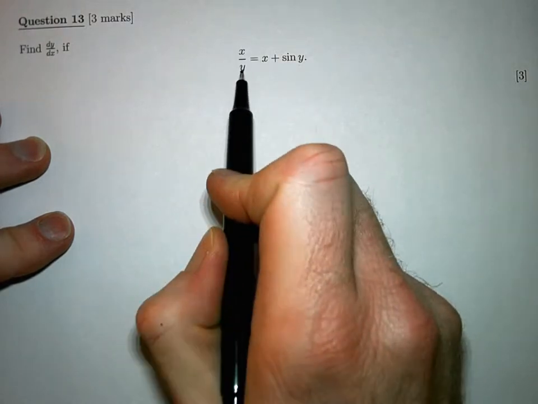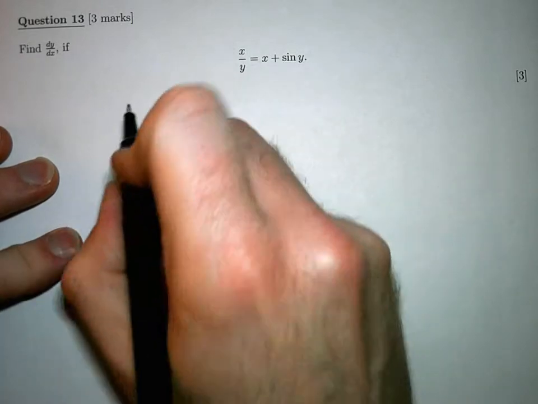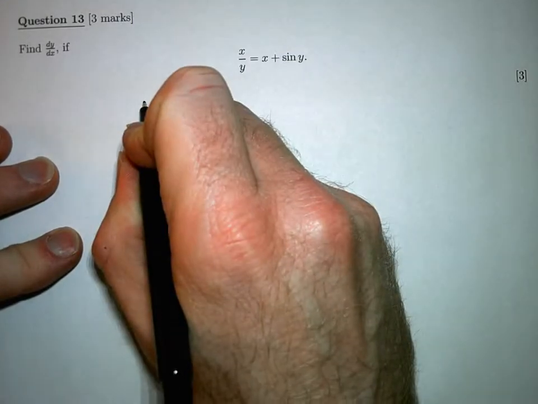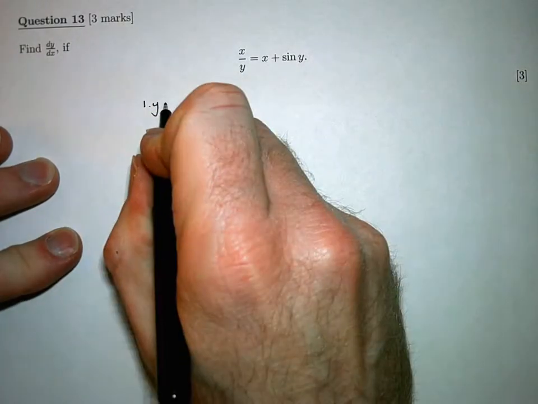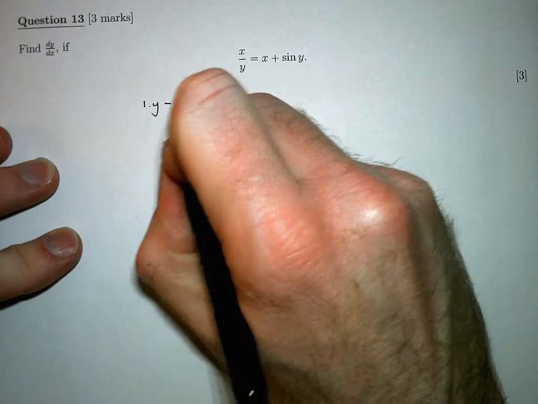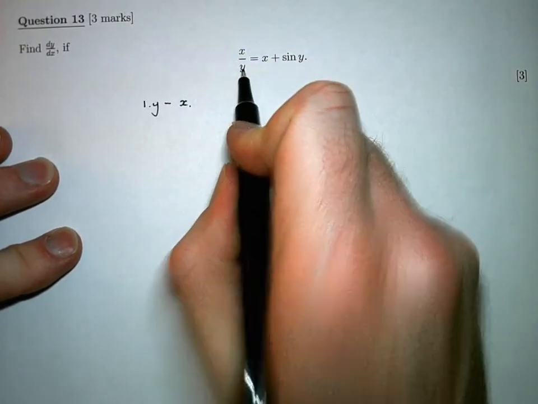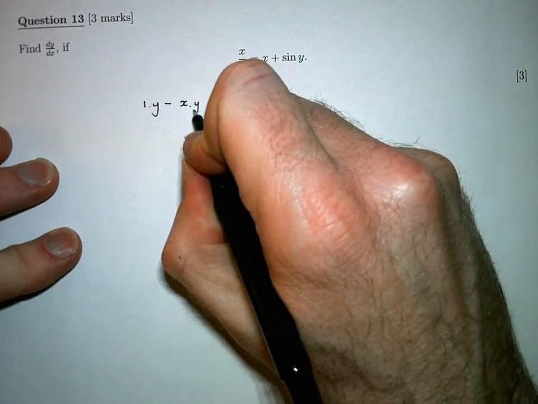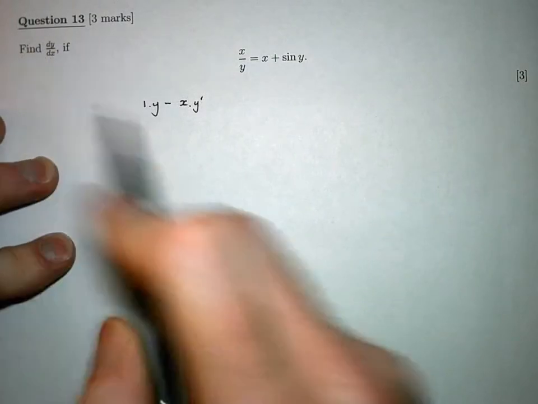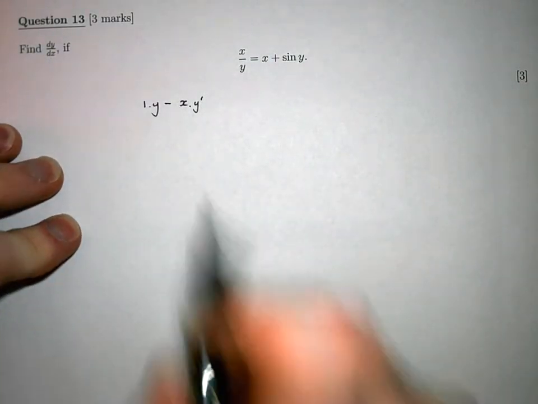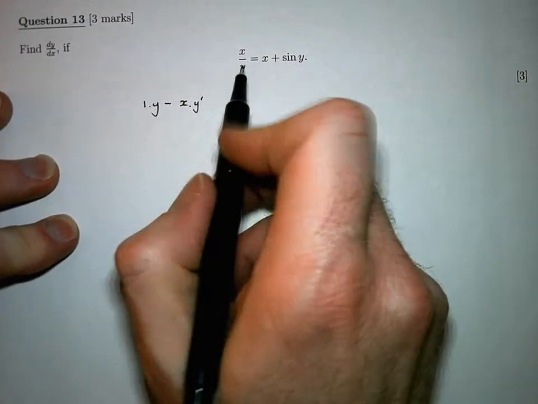Now we've got a quotient, we've got x over y, so we're going to use our quotient rule, which says that you differentiate the numerator. Derivative of x is simply 1, multiplied by the denominator untouched, so that's times y, minus the numerator untouched, so that's going to be x, multiplied by the derivative of the denominator. In this case, the denominator is y, so its derivative is y prime, or if you prefer, dy/dx. I prefer y prime just because it's a little bit shorter, but of course these are exactly the same thing, it's just notation.